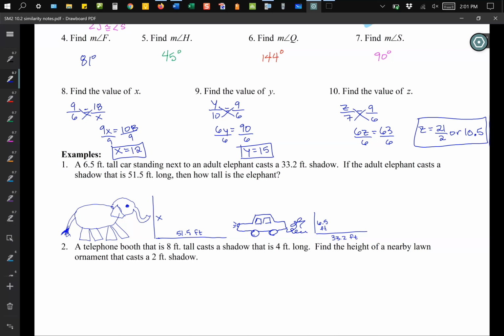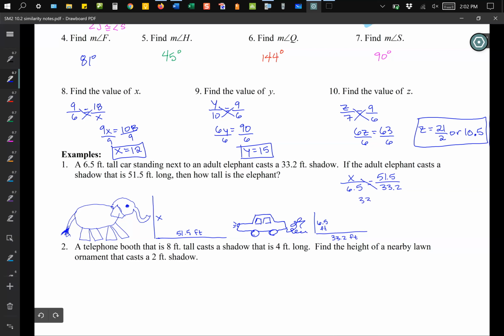So you already solved some of these in the last section. There are lots of ways you can set this up. You can do elephant over car equals elephant shadow over car shadow, or elephant over elephant shadow equals car over car shadow. Any way you want to do this is fine. I would probably go for elephant over car equals elephant shadow over car shadow. But it is up to you.